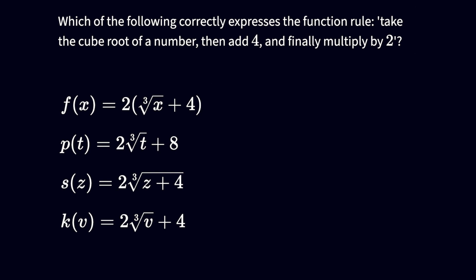Which of the following correctly expresses the function rule? We want to take the cube root of a number, then we want to add 4, and then finally we want to multiply by 2. Four answer choices, one is the correct answer. Let's see what we got. Now, we want to just express in function notation, right?